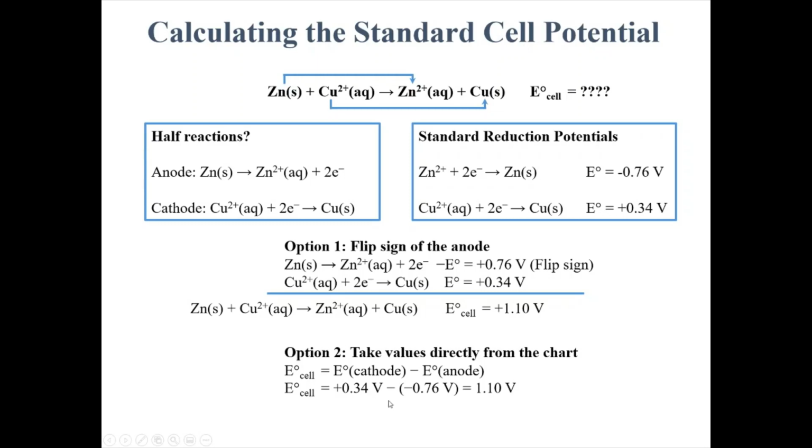The only problem is you can't do it together, meaning you can't do both. So if you put the minus sign and you also flip the sign on the chart, you're going to wind up with the wrong number. So you can't double up. You can only do one or the other.